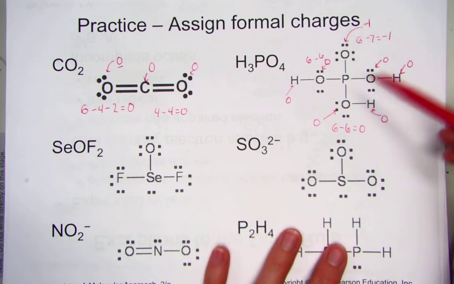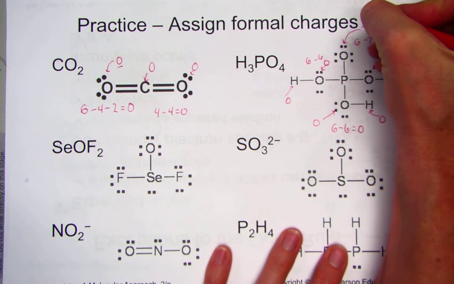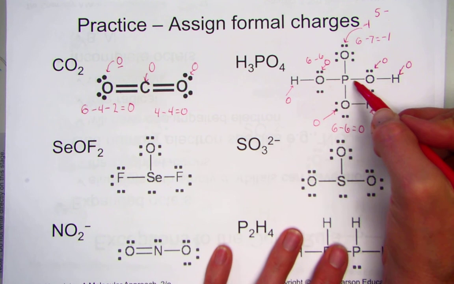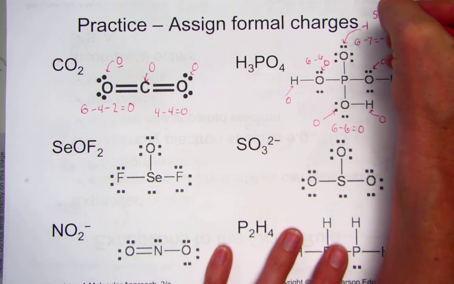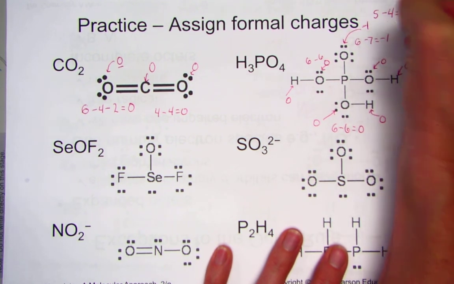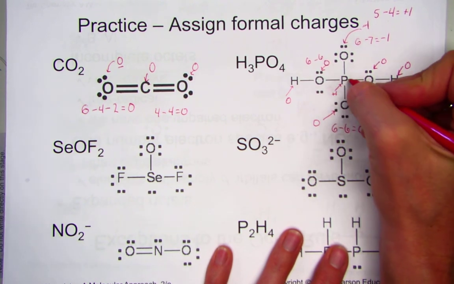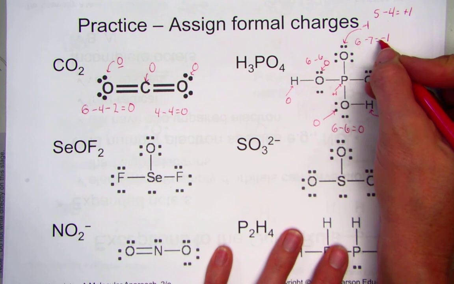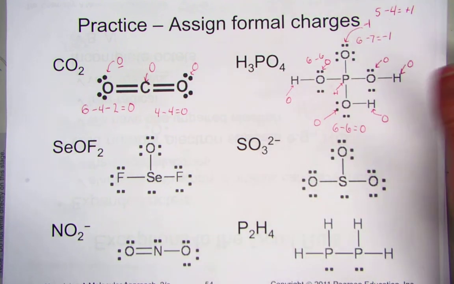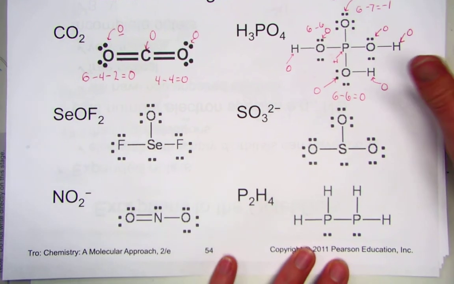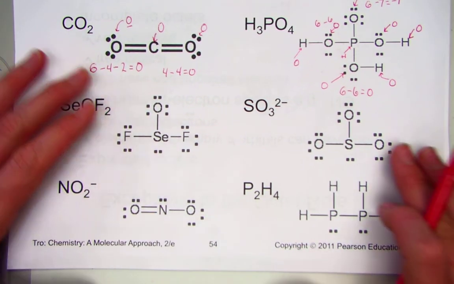How about the phosphorus? Phosphorus lives in group 5A. It has 1, 2, 3, 4 electrons assigned to it. It comes out with a formal charge of +1. Notice the phosphorus with a +1 and the oxygen with a -1 still balances overall to be a 0 for the molecule. And the practice continues. I'll just do one more example down here.